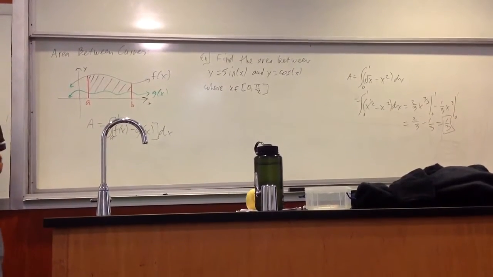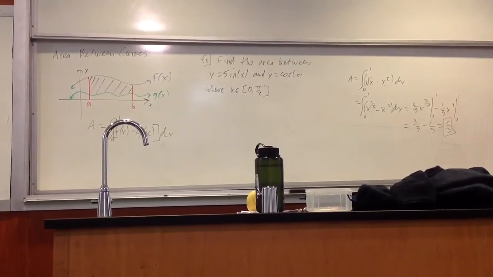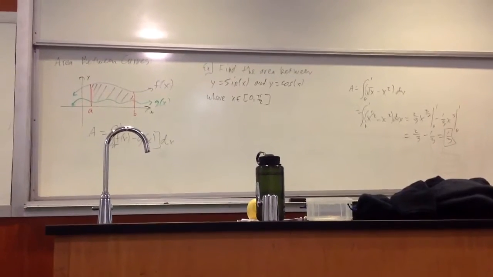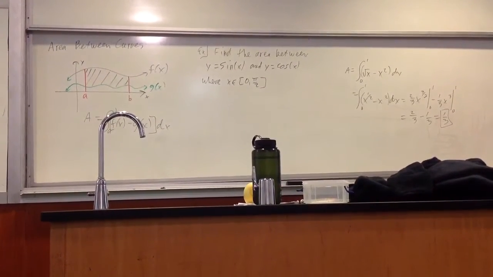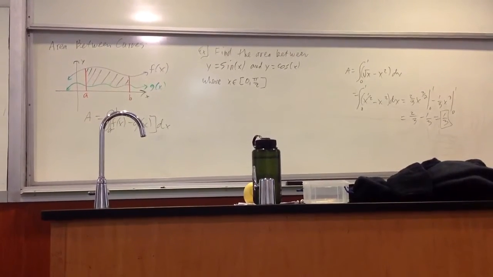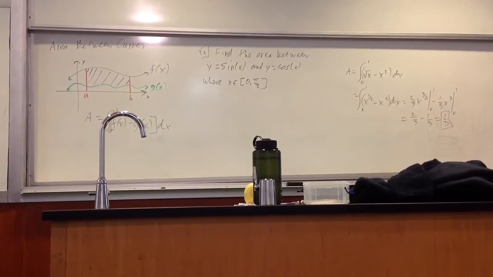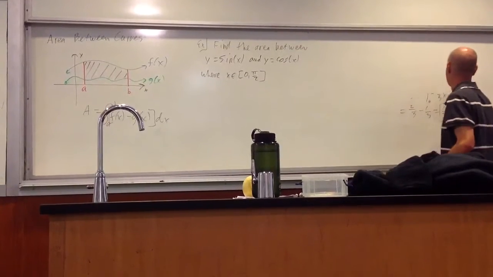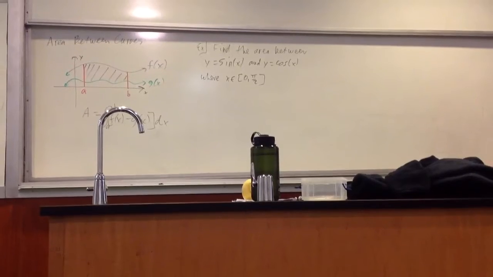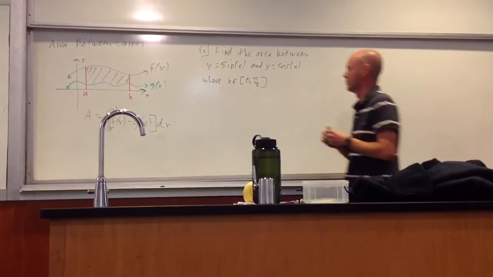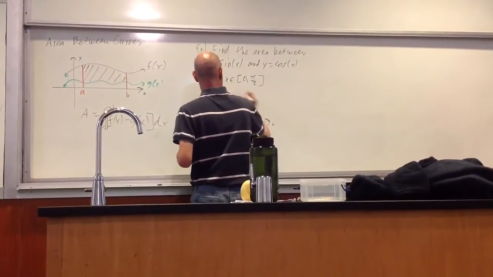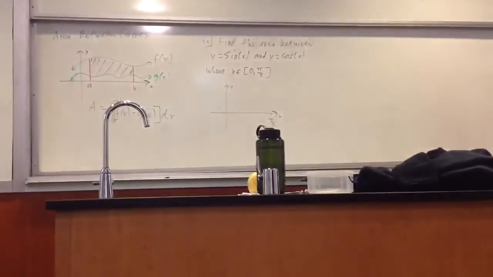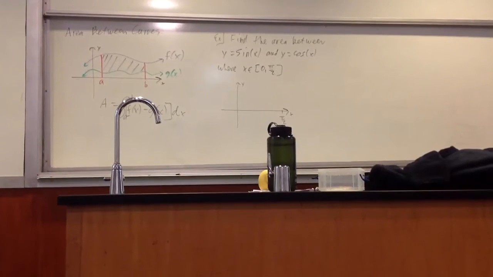Graph these two functions from 0 to pi over 2. This one. Oh, this is pi over 4 and pi over 2, right? Well, come on, take a look at your notes. Let's see your graph. Pi over 2, pi, 3 pi over 2, and then 2 pi.